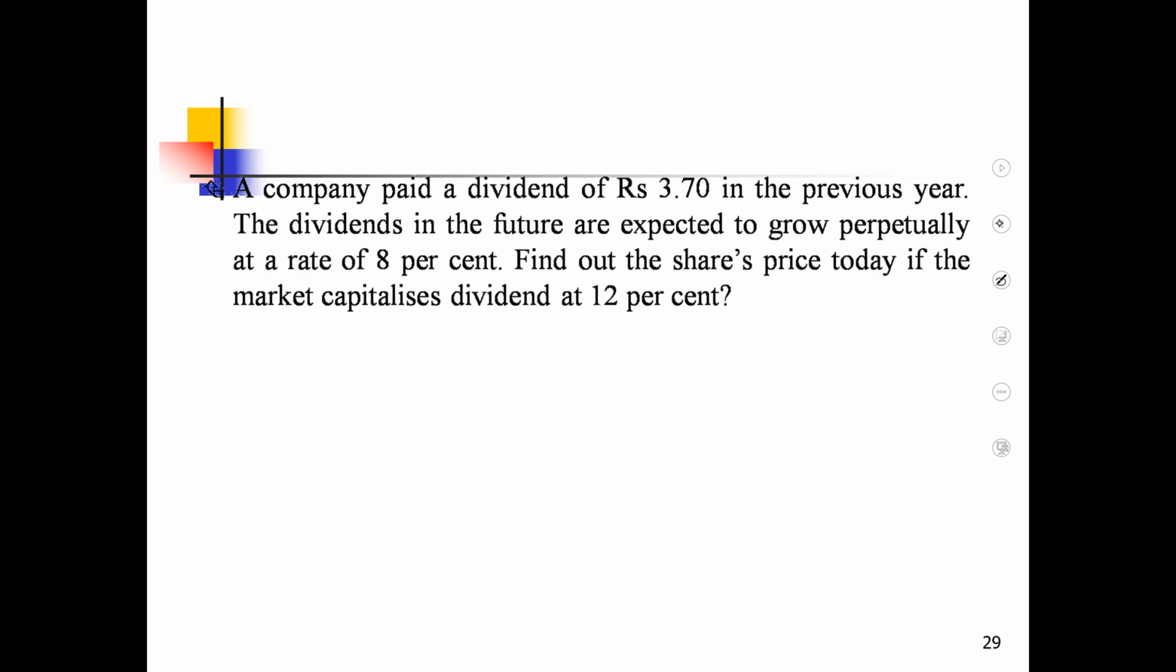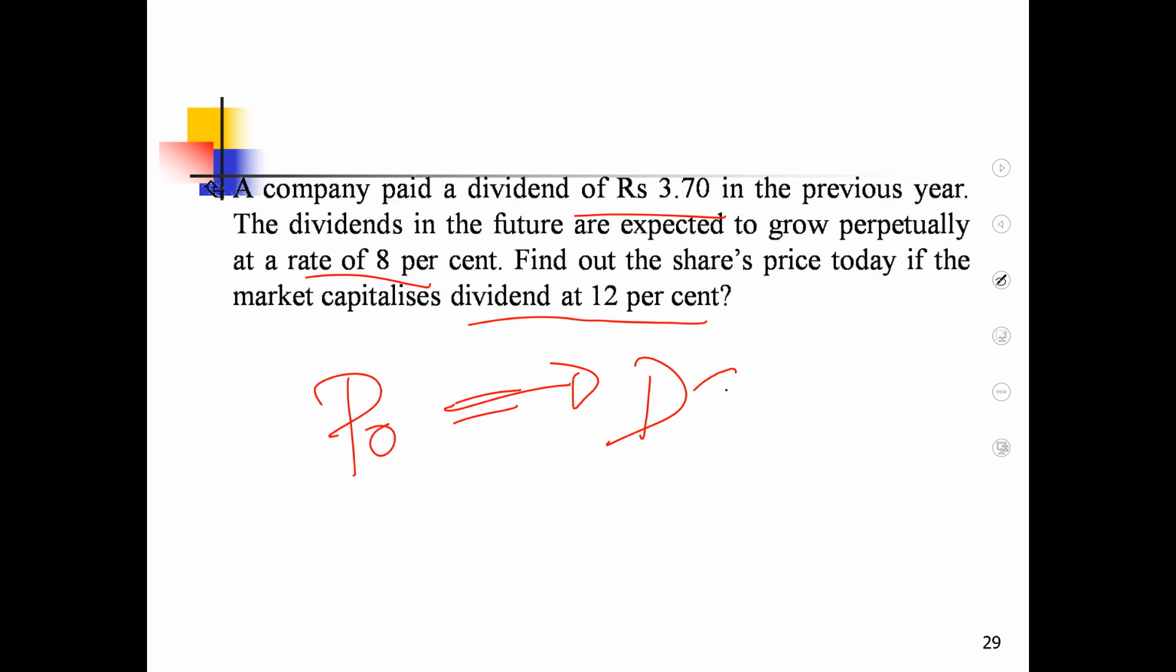Then you can do this one also, simply you have to adapt. You can identify D0, you can identify the growth rate G, and you can identify the cost of ordinary share. Then simply use this information. Then you can calculate P0 by adapting the dividend growth model.